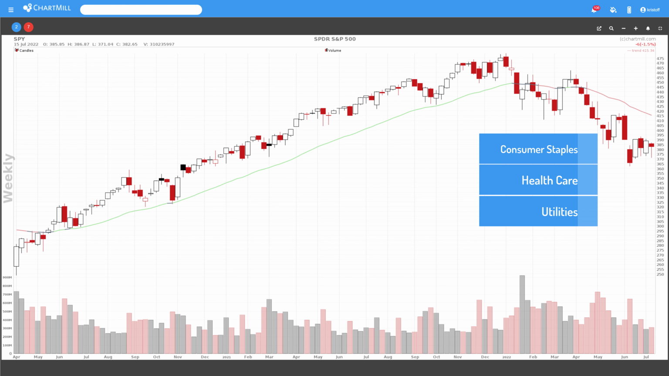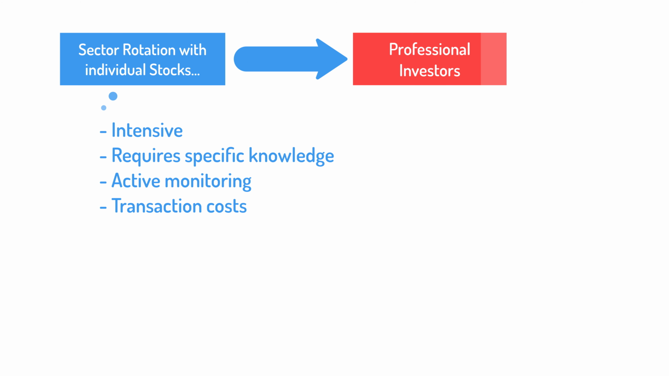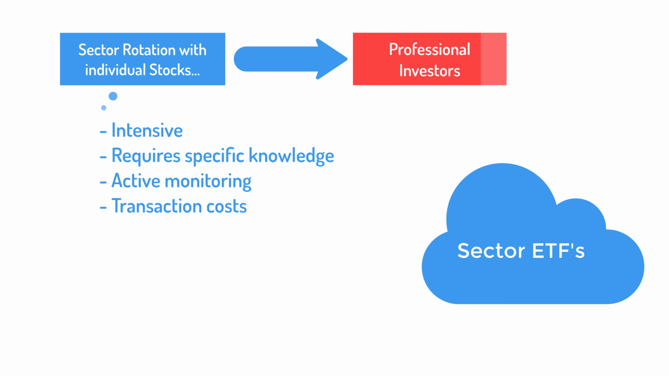The disadvantage of such a sector strategy based on specific stocks is that it is quite intensive and requires a lot of knowledge and active monitoring. Moreover, it comes with a fair amount of transaction costs, especially for individual stocks. Therefore, it is mainly something that professional investors apply. Fortunately, there are also sector ETFs that make it much easier to apply such a strategy. More on that later in this video.